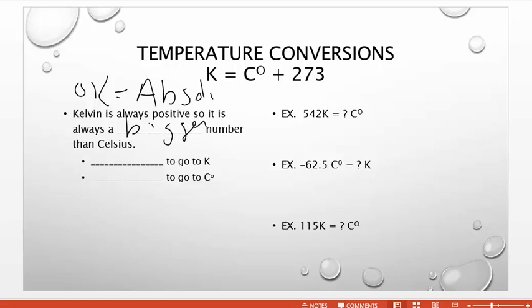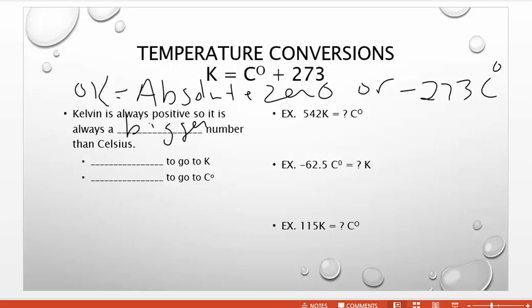Absolute 0. So 0 Kelvin is absolute 0, which means negative 273 Celsius is absolute 0 as well.